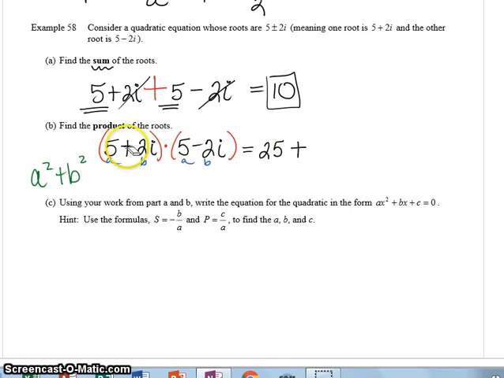Why is it always plus? Well, because one's plus and one's minus, and then i times i is -1, so it always reverses the sign and makes it positive. Your b, it doesn't matter if you think of it as 2 or -2. When you square that b, you're going to get a 4, and that results in my product being 29.